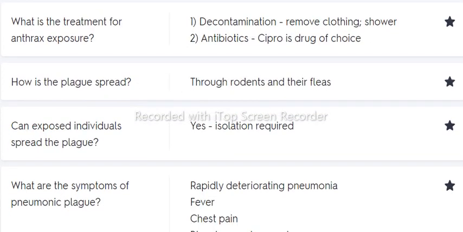What is the treatment for anthrax exposure? 1. Decontamination, remove clothing, shower. 2. Antibiotics, Cipro is drug of choice.